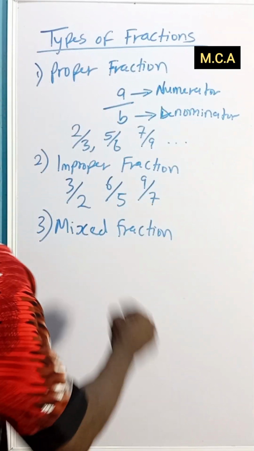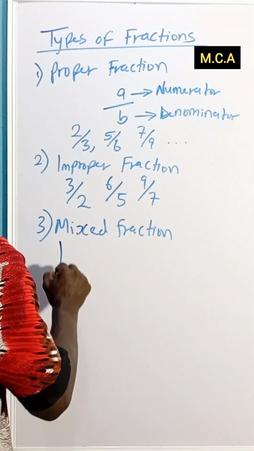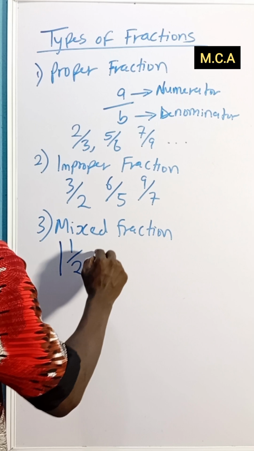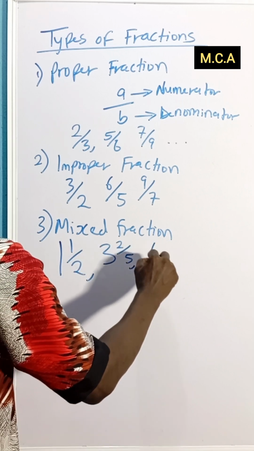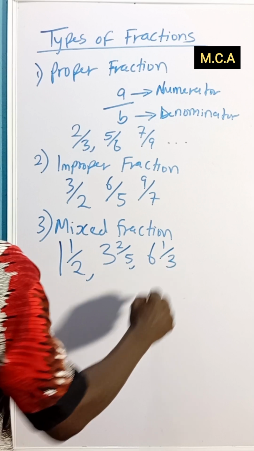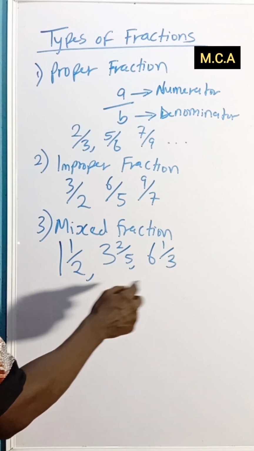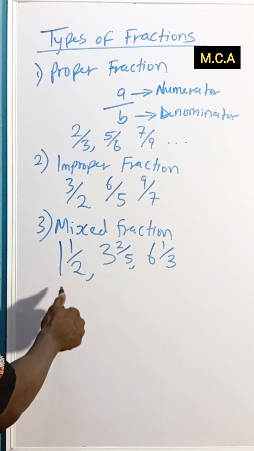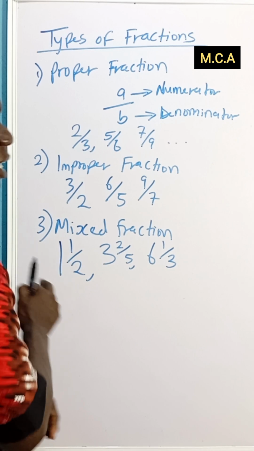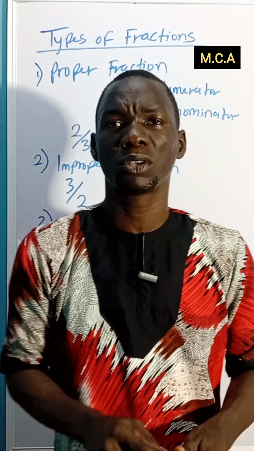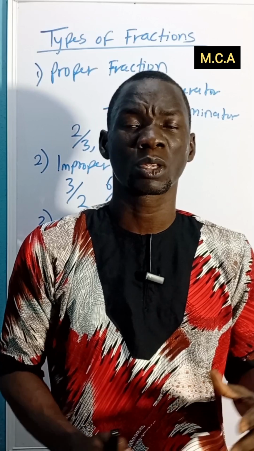Now let's look at some examples of a mixed fraction. We have one whole number, 1 over 2, 3 whole number, 2 over 5, 6 whole number, 1 over 3. Now all of these are called what? Mixed fraction, because one, they are combined with what? A proper fraction and what? A whole number.